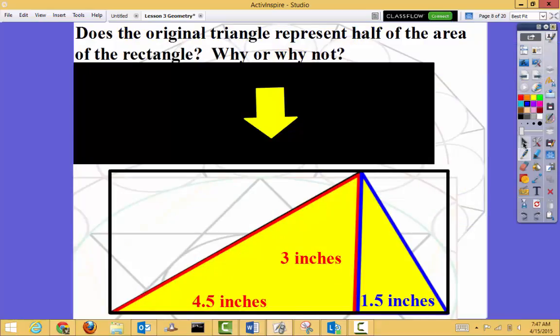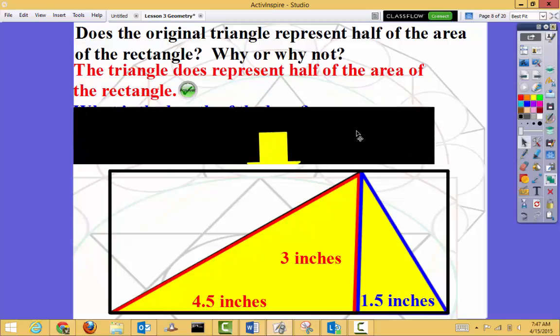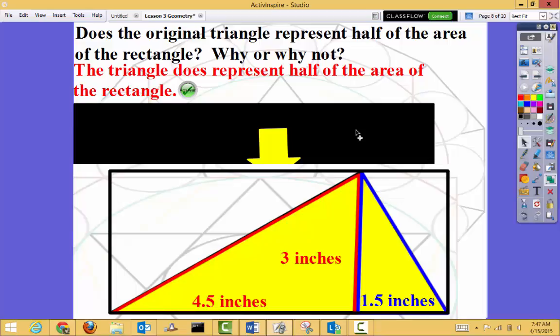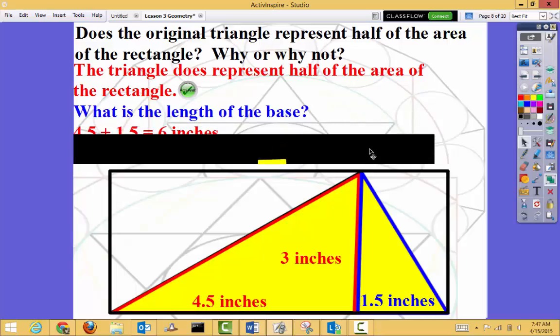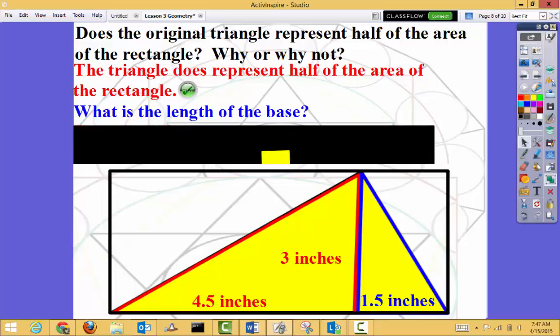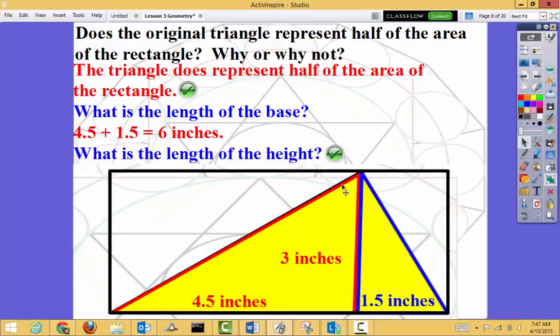Did that original triangle represent half of the area of the rectangle? Yeah, the original triangle did represent half of the area of the rectangle. What is the length of the base now? The length of the base is 4.5 and 1.5, so 6 inches. Now what is the height? Well, my height is still going to be that 3 inches.